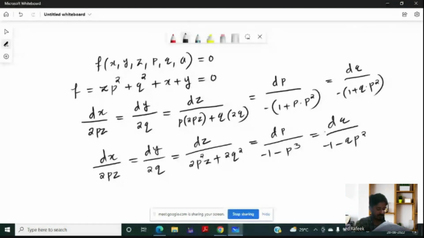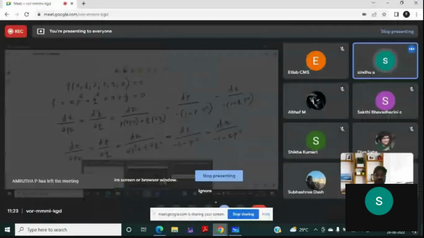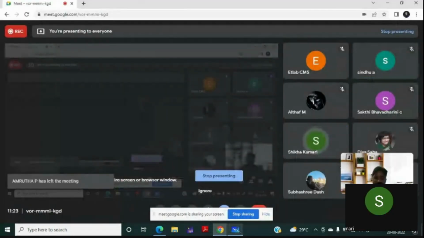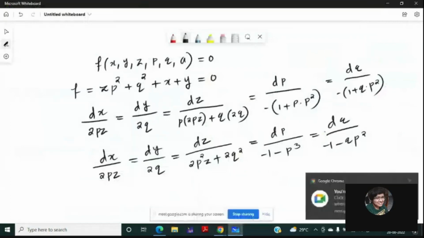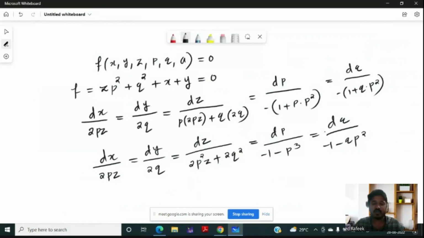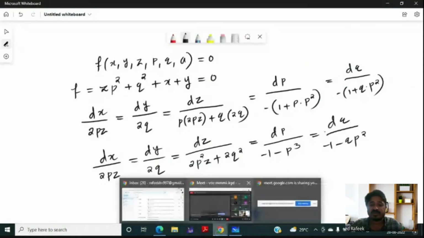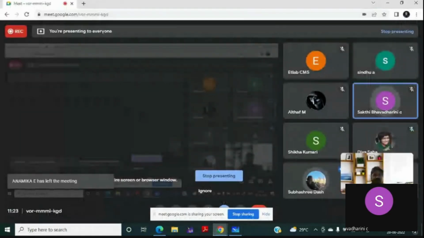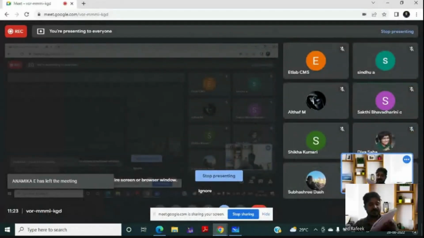Tell me which option is correct? First option. Yeah, first option. dx by 2pz, dy by 2q, dz by 2p square z, 2q square, dp by minus 1 by p cube. Yeah, second option, right? Yes, sir. Thank you. Second option is correct.